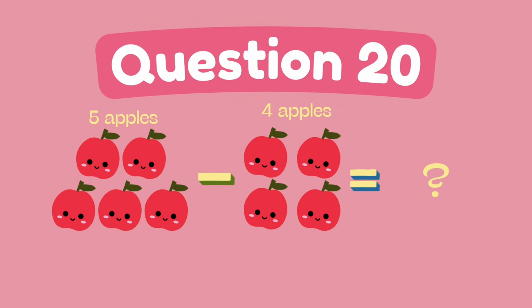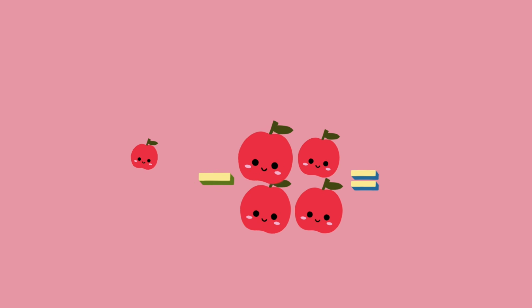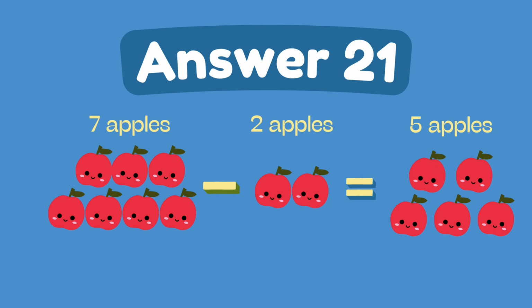What is 5 minus 4? The answer is 1. What is 7 minus 2? The answer is 5.